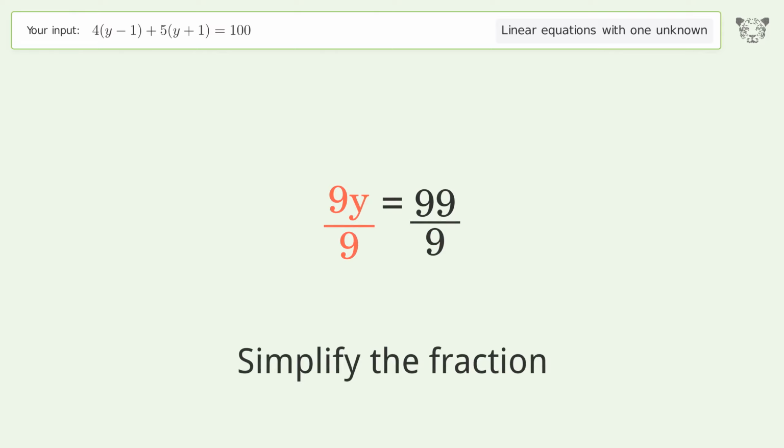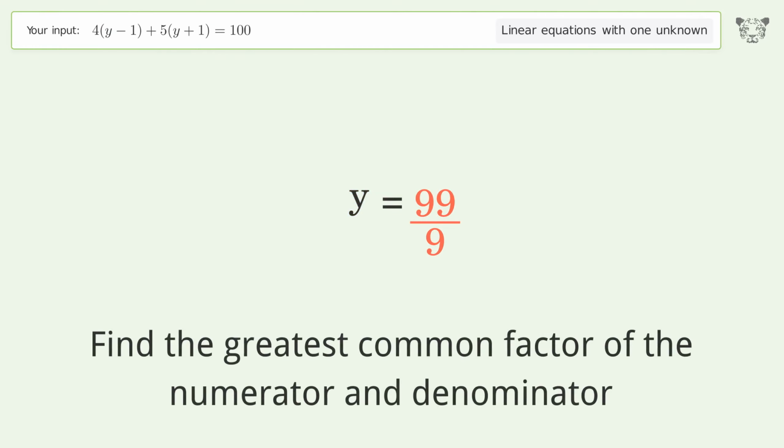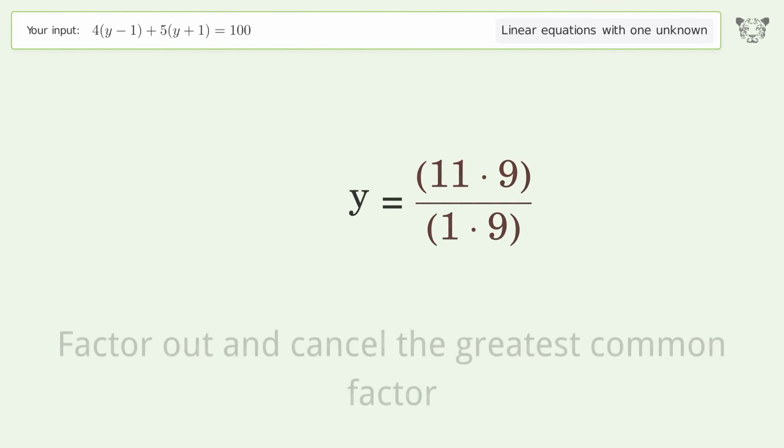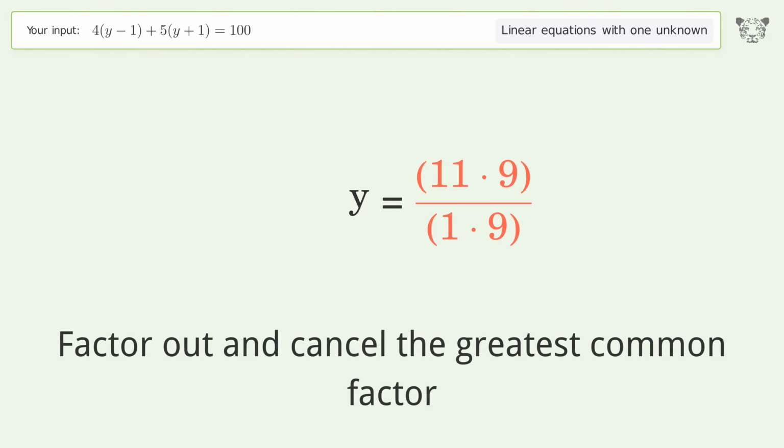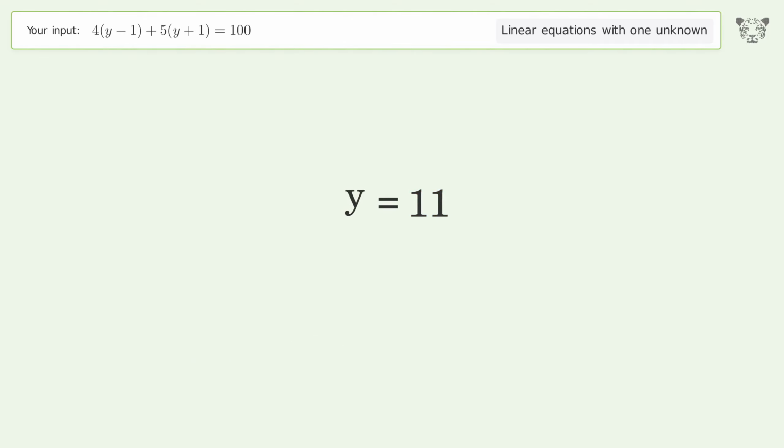Simplify the fraction. Find the greatest common factor of the numerator and denominator. Factor out and cancel the greatest common factor. And so the final result is y equals 11.